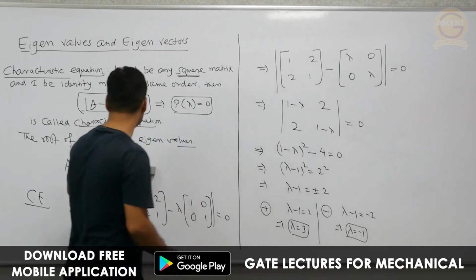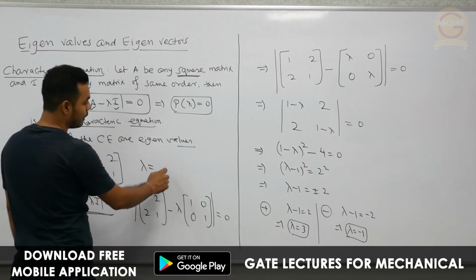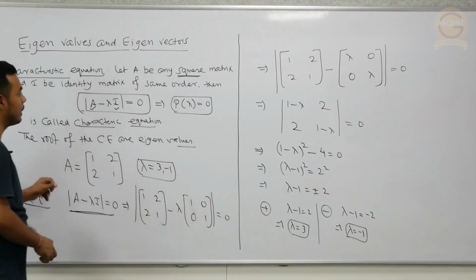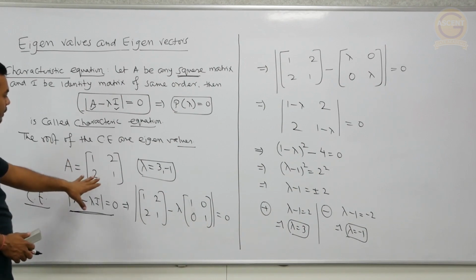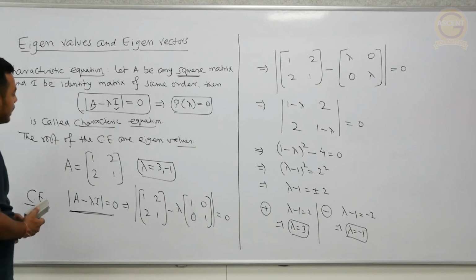Our matrix A is 1, 2, 2, 1. So the eigenvalues of this matrix will be 3 and minus 1. These are the eigenvalues of the given matrix. Now see, for any matrix it is very easy to calculate eigenvalues, especially if it is a 2 by 2 matrix or maybe a 3 by 3 matrix.